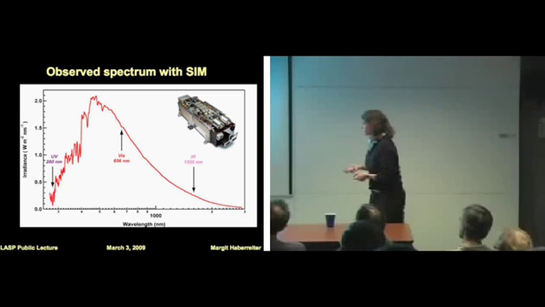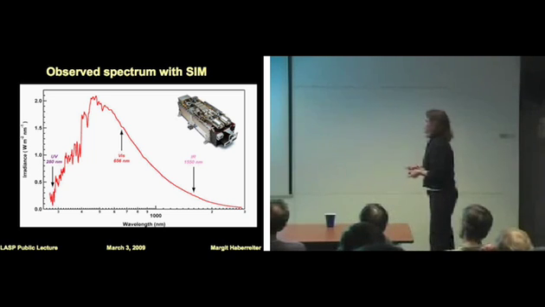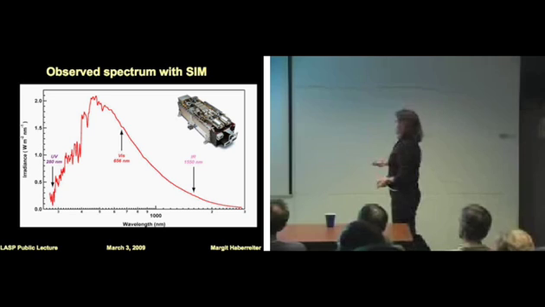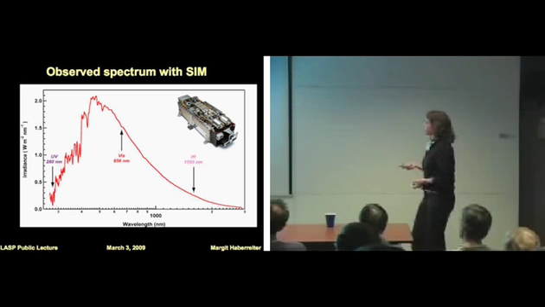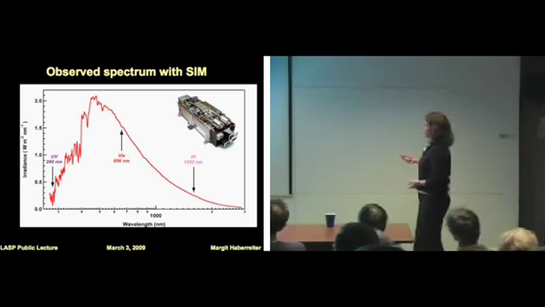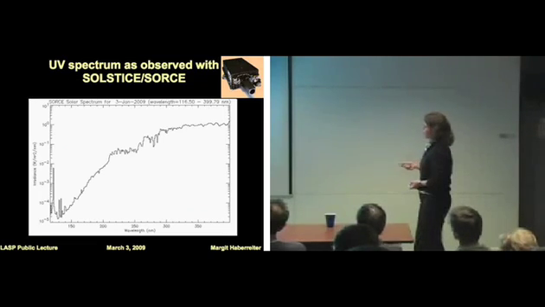So this is the typical visible infrared spectrum. And now with another instrument, the Solstice instrument on the SORCE satellite, the solar group observes the spectrum in the ultraviolet. And note there is a strong emission line. This is the so-called Lyman alpha line. And I will come back to the variability of the Lyman alpha line in a little bit.